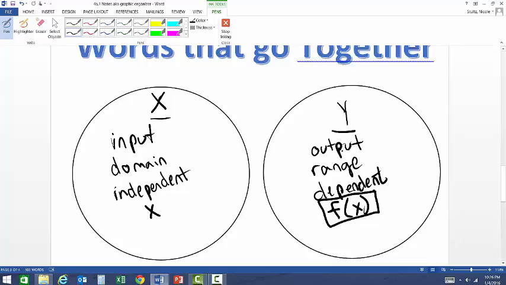I might say, find the output. That means find the Y's. So we kind of need to know that these words all flow together. And these words all flow together. And we need to know which letter goes with which words.